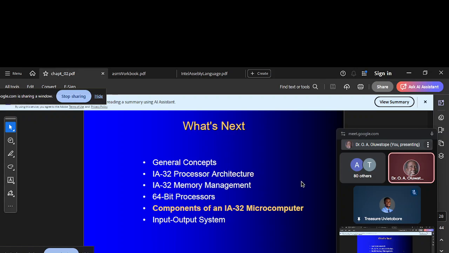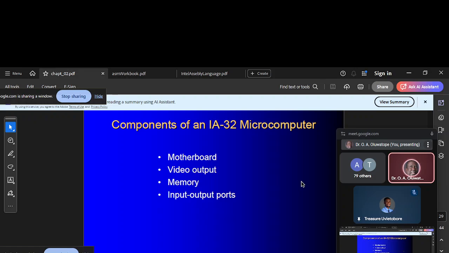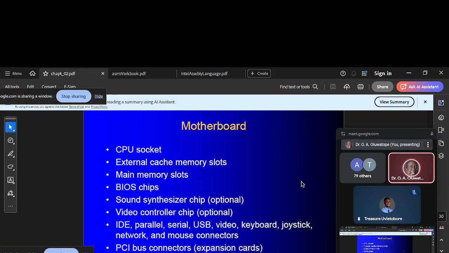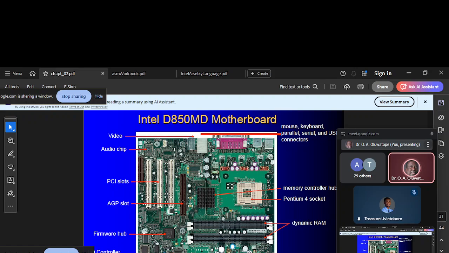Okay, so components of an IA 32-bit microcomputer. Let's just look at the components: motherboard, video output, memory, input output. The motherboard is made up of CPU sockets, external. Let's look at the image. This is a typical 32-bit motherboard. It has memory slots. These are the memory slots.